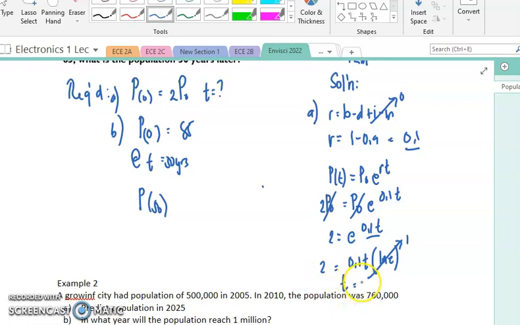Therefore, the population will double after how many years? 2 divided by 0.1 is 20 years. So, the population will double after 20 years. Okay? Next, letter B. Let's solve letter B.